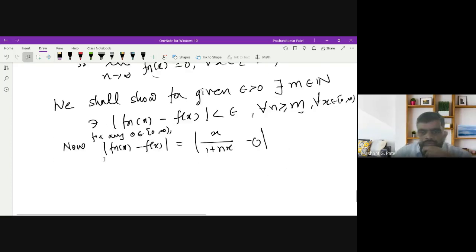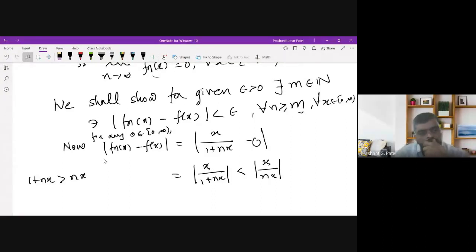So that is equal to mod of 1 plus nx. That is less than 1 upon nx, because 1 plus nx is always bigger than nx. And if you take the reciprocal, we have 1 upon (nx plus 1) is less than 1 upon nx. This is always true because we are adding 1. So this quantity is always smaller than this, and if you take the reciprocal, we have this.